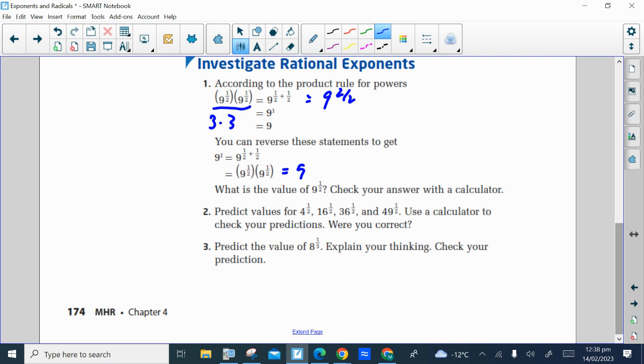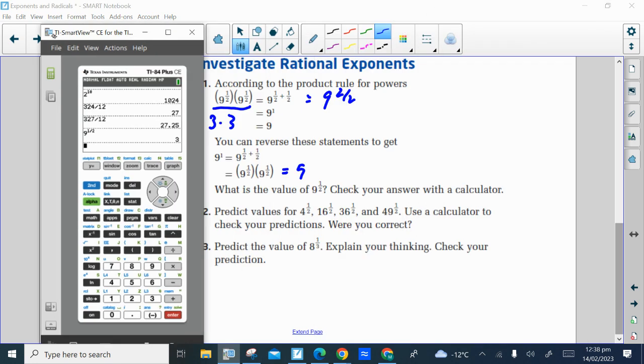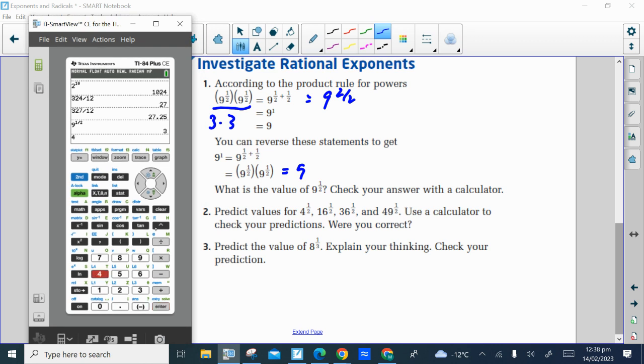Well, down in part 2, predict the values for 4 to the half. Let's use our calculator to get some of these, and then maybe we can figure out what power a half really means. 4 to the power half is 2. So you might be saying, okay, well, half of 4 is 2. That's true, but the same thing doesn't apply to the previous example where we did 9 to the half. Half of 9 is 4.5, but 9 to the half is 3. So power a half does not mean you're taking half of something. What about 16 to the power a half? 16 to the power 1 divided by 2 is 4.